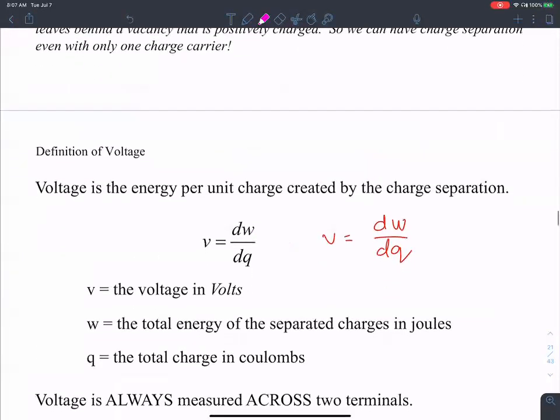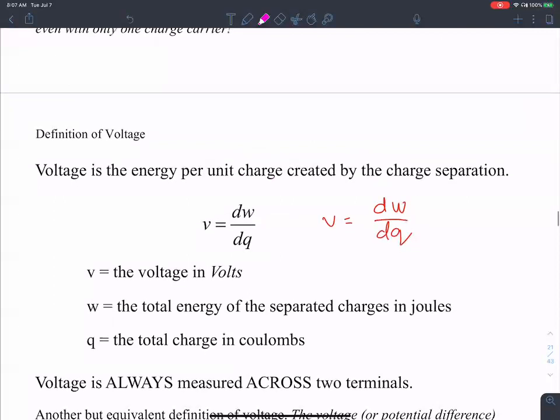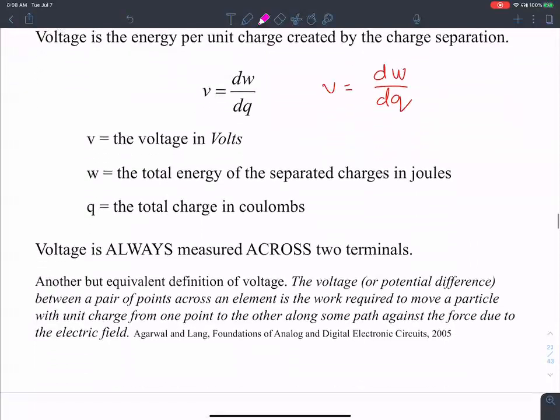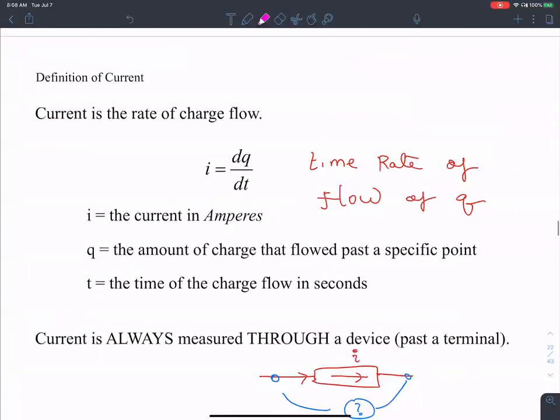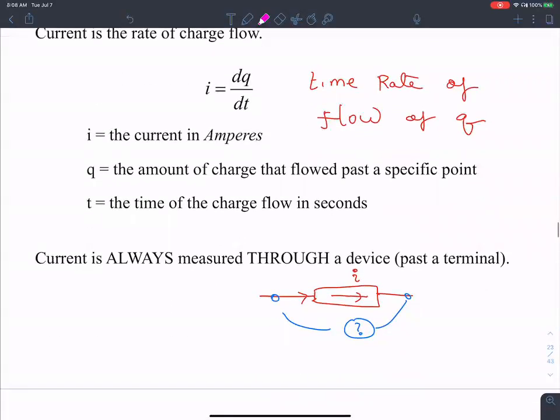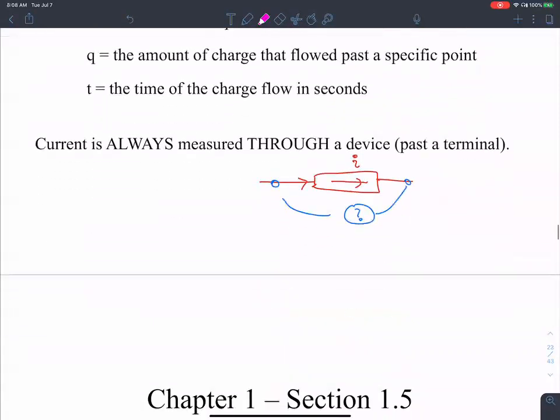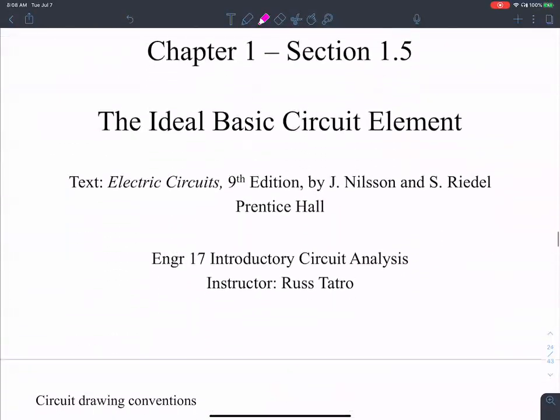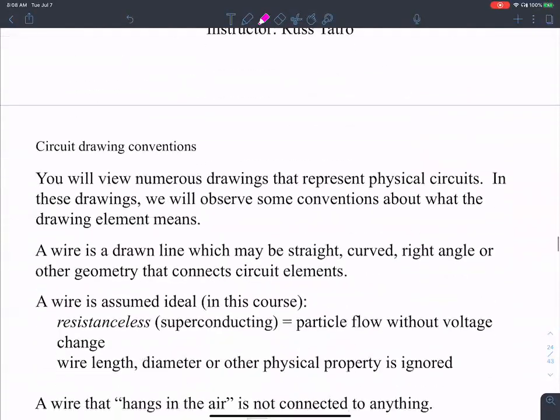So voltage is dW over dQ, and then current is dQ over dt. You can call it the time rate of flow of charge. And then we looked at the basic circuit elements.